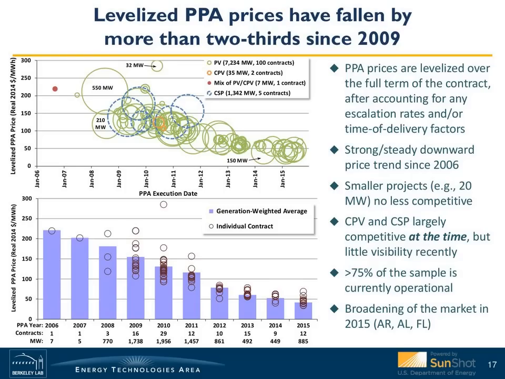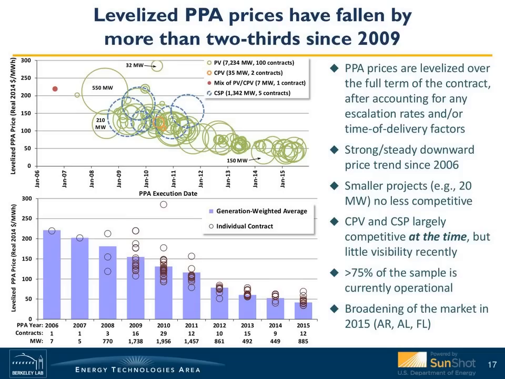The bubble graph up top here shows levelized PPA prices by project size, which corresponds to the size of each bubble, also by technology type, and by PPA execution date across the x-axis. The bottom graph presents the same exact data but in a slightly different way, focusing on the generation weighted average price within each PPA vintage.